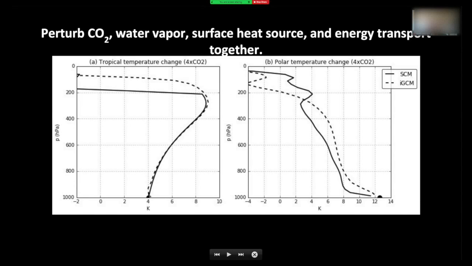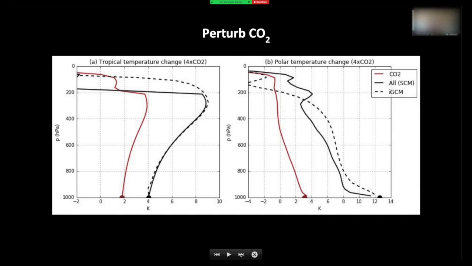So again, it does quite well in the tropics, less well in the poles, but the surface temperature change is good. The cool thing about this single column model is that you can individually perturb each element. This brown line is what happens when I just perturb CO2. You get approximately 2 degrees of warming at the surface in the tropics and about 3 degrees in the poles. The vertical structure of temperature change is basically the same in the tropics because of the presence of convection, which pins the temperature structure to the moist adiabat.